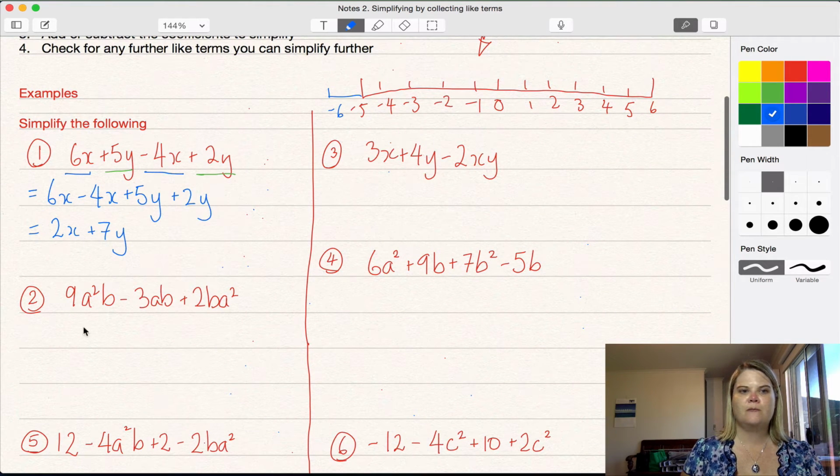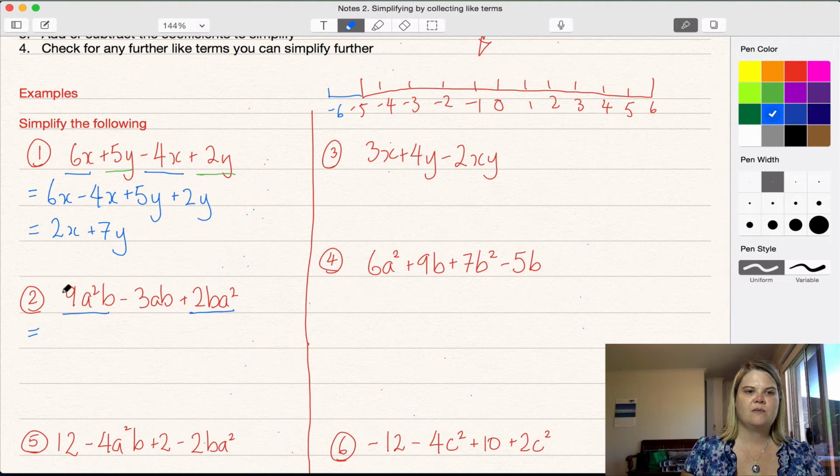Question 2. We have an a squared b term, an ab term. These two are not like terms because there's no squared on this one. And a ba squared term. If we rewrote this, it would be a squared b, which is the same as this one. So these two are like terms, and this one is just an extra term.